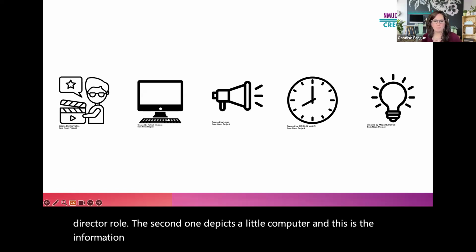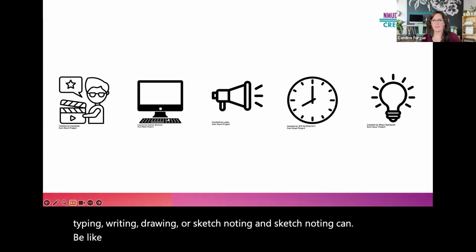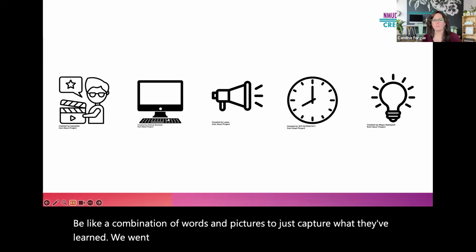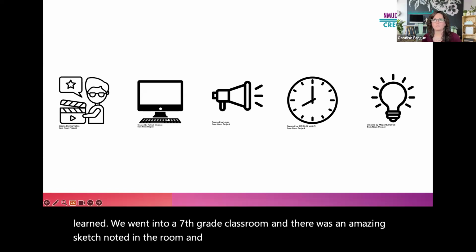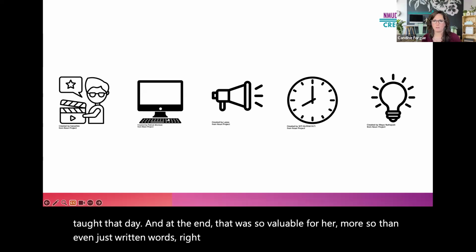They take notes of important information by either typing, writing, drawing, or sketchnoting. And sketchnoting can be like a combination of words and pictures to just capture what they've learned. We went into a 7th grade classroom, and there was an amazing sketchnoter in the room, and she actually drew everything that was being taught that day. And at the end, that was so valuable for her, more so than even just written words, right? Because that's how her brain operates, is through pictures and images.